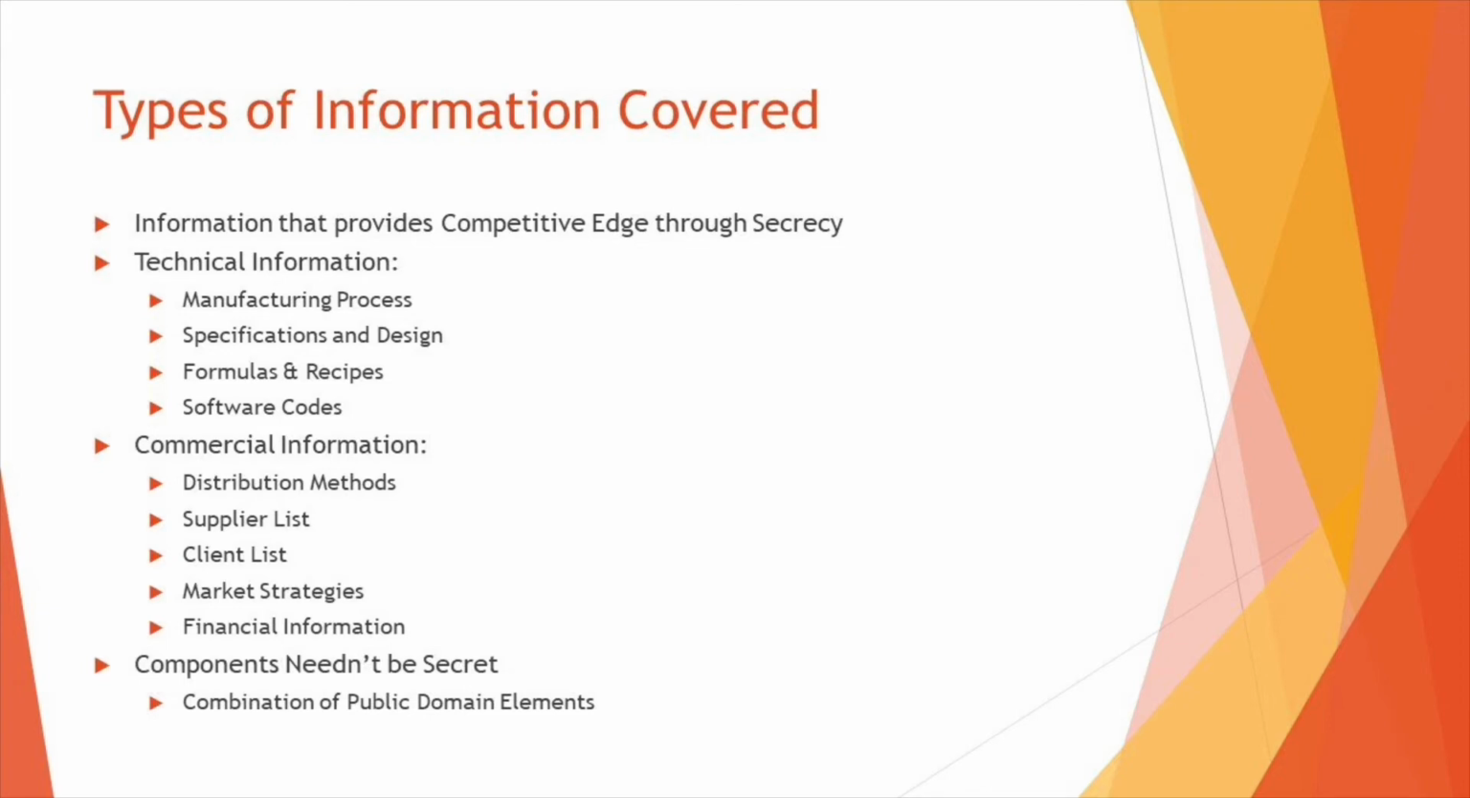A key thing to keep in mind is that trade secrets don't necessarily need to be made of secret components. A combination of information that is in the public sphere, as long as the combination is not in the public sphere, can be a perfectly valid trade secret. If you take 3 different pieces of information that everyone knows about, but put it together in a way that is not known, that is a perfectly valid piece of information for trade secret protection.